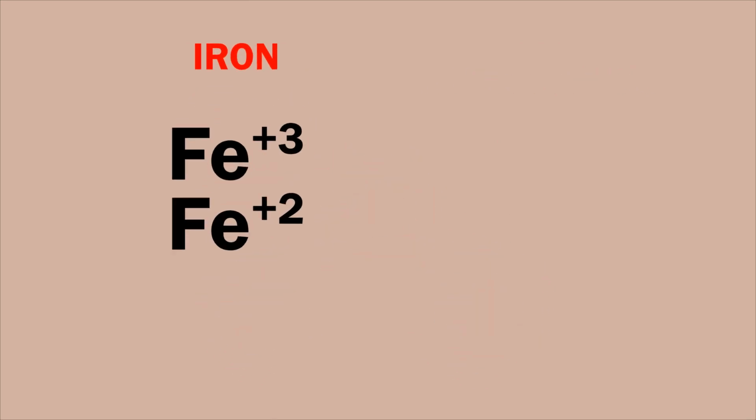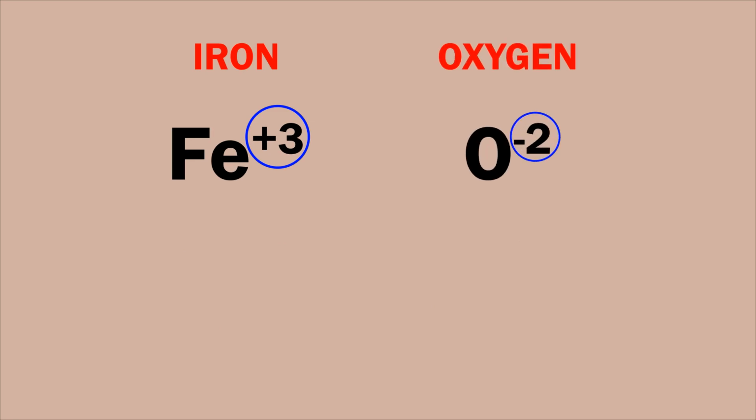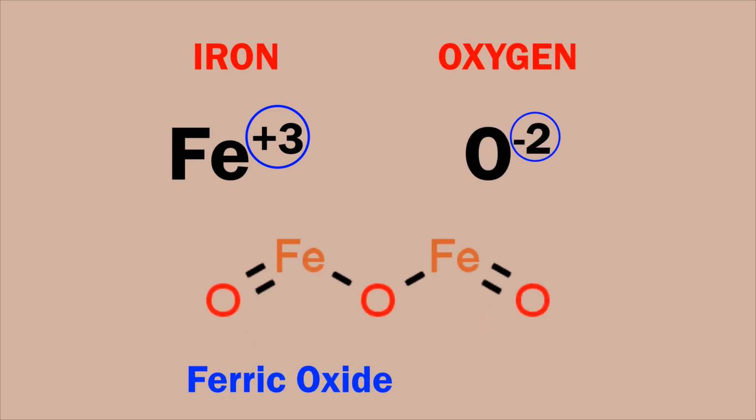Iron has multiple valencies of +2 and +3. When +3 valency iron combines with -2 valency oxygen, ferric oxide is formed. The formula of ferric oxide is Fe2O3.